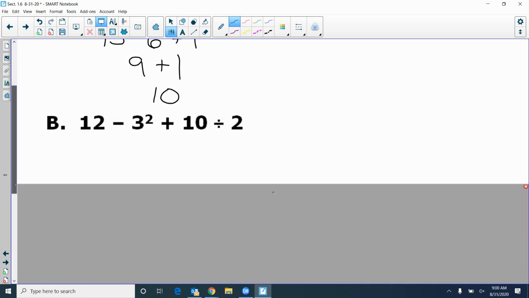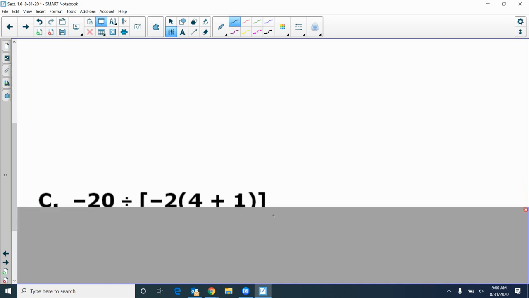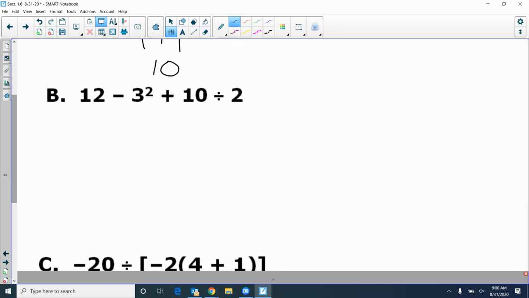Okay, now, next example, I have 12 minus 3 squared plus 10 divided by 2. All right, Connor, walk me through this. You're gonna evaluate power, so you'd be looking at the 3, and it'd be 9. Okay, how in the world does 3 squared become 9? Explain that to me. You're multiplying 3 by itself, so it'd just be 3 times 3. All right, good job. That was a perfect explanation, okay?